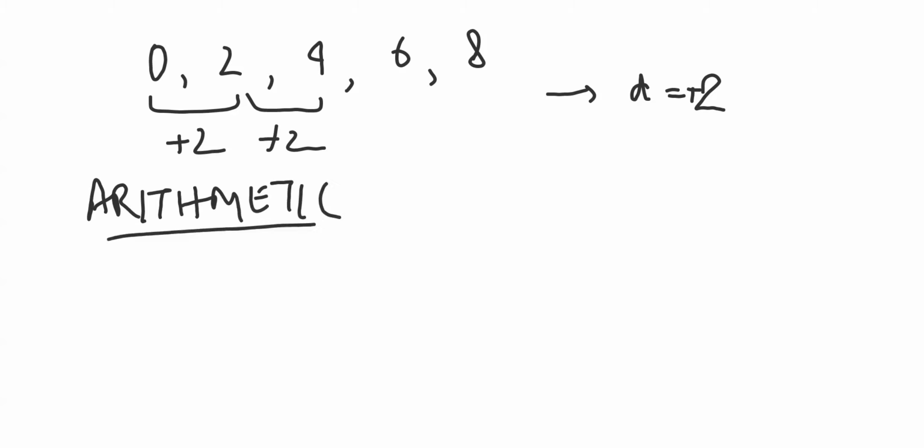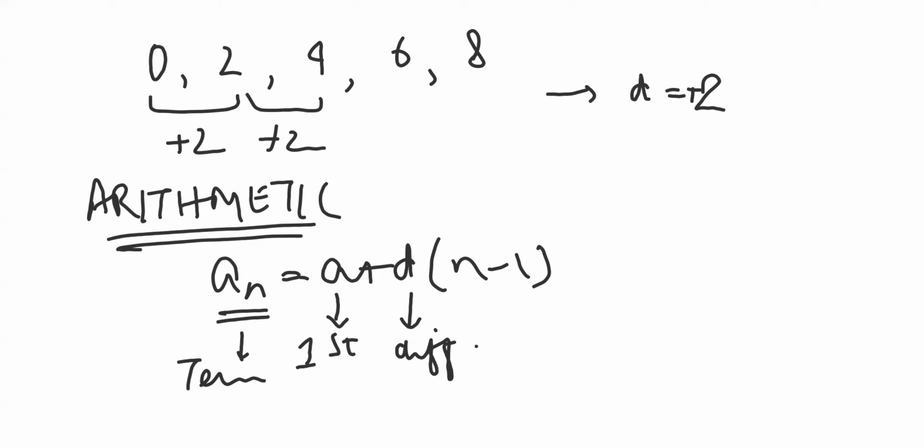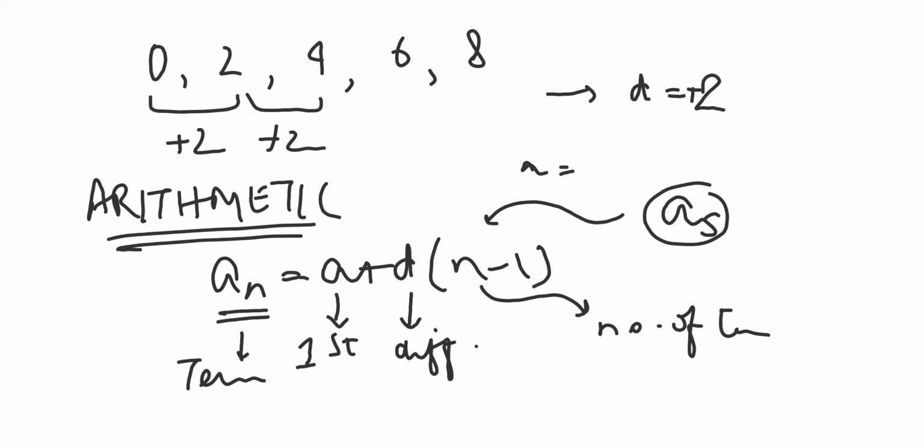Now, why is it called an arithmetic progression and what is it? In an arithmetic progression, we make a formula using the common difference, that is an is equals to a plus d(n minus 1). Here an is any term we have to find out, a is our first term, d is our difference, and n is the number of the term we are finding. For example, if we have to find the fifth term, that would be a5, so we substitute 5 in place of n.